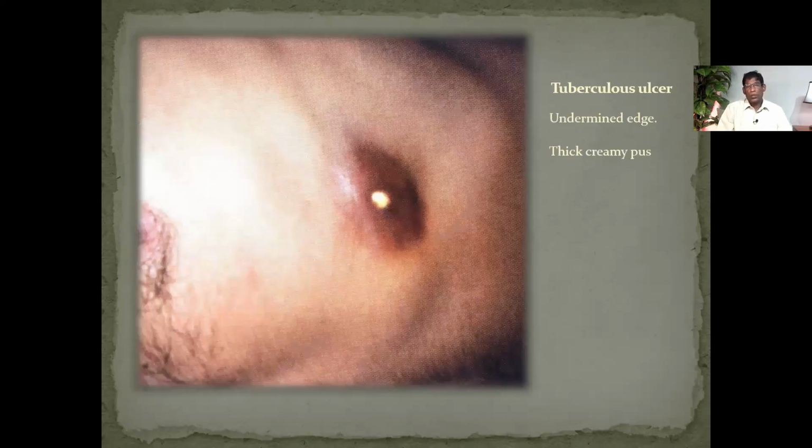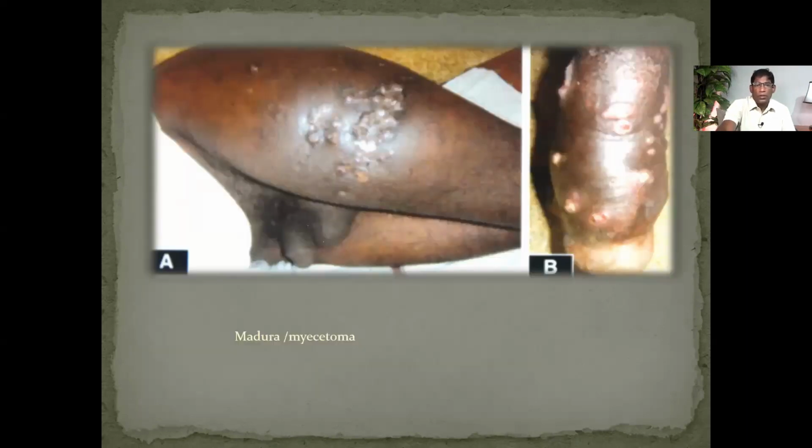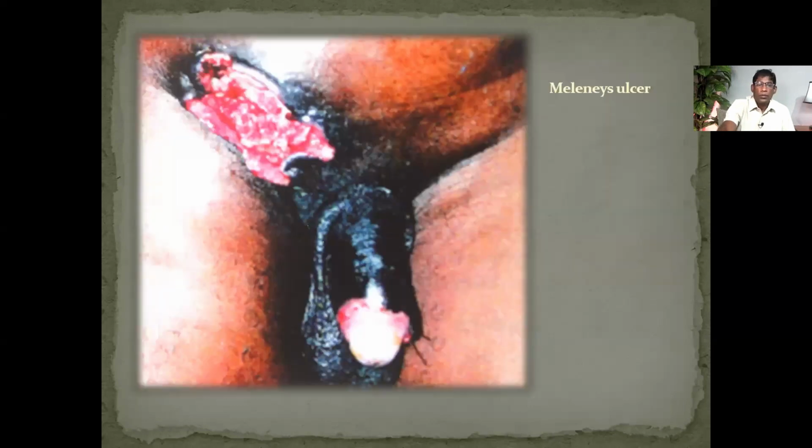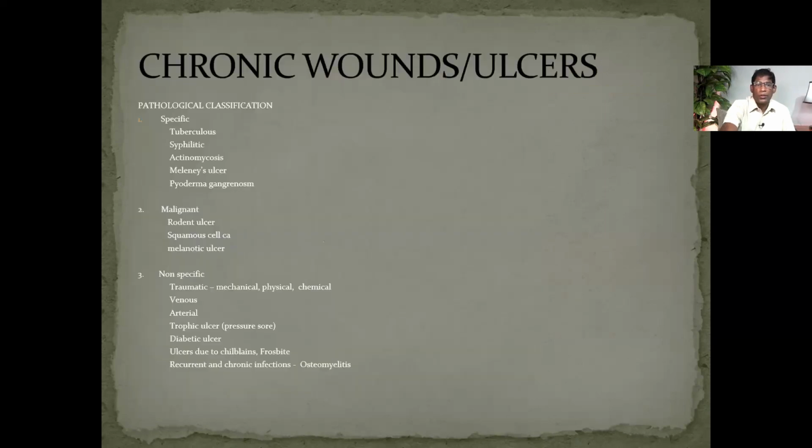So this is one of the tuberculous ulcers. You get an undermined edge with thick, creamy pus. So this is Madura mycetoma, where you get subcutaneous tissue infection with a lot of sinuses in the skin. This is a synergistic postoperative Meleney's ulcer, which has occurred from a herniotomy incision, right?